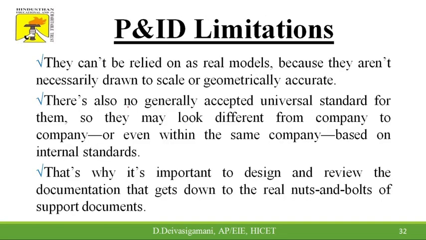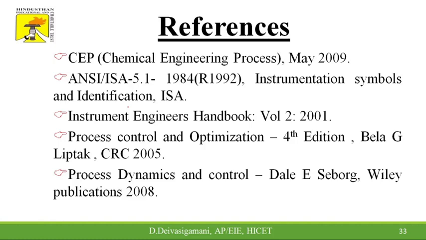Even though P&I diagrams are very useful to us, still they have some limitations. P&I diagrams cannot rely on an exact model of the process. It can change in dimensions and geometrically it's not equal. And the second thing is standards. P&I diagrams cannot follow equal standards. It may change from designer to designer, and company to company it may vary, which limits the validity of P&IDs.